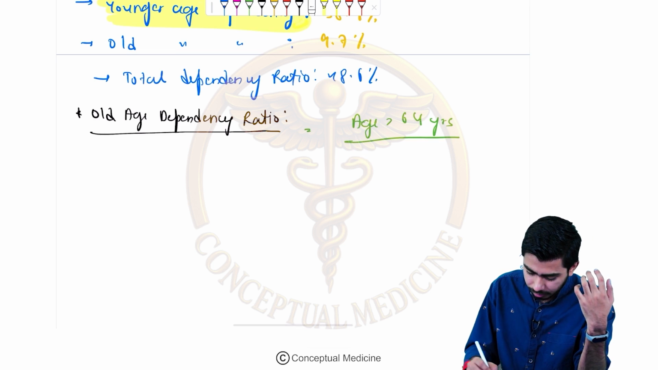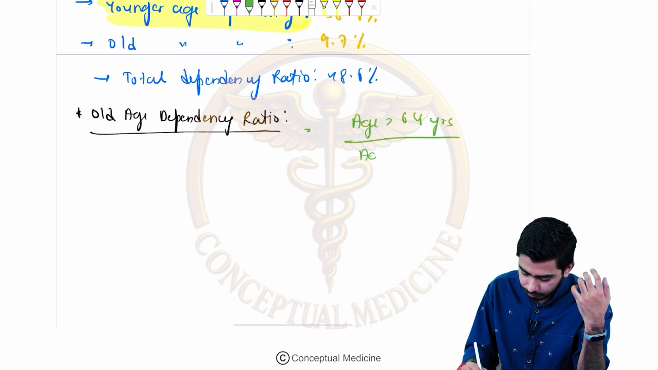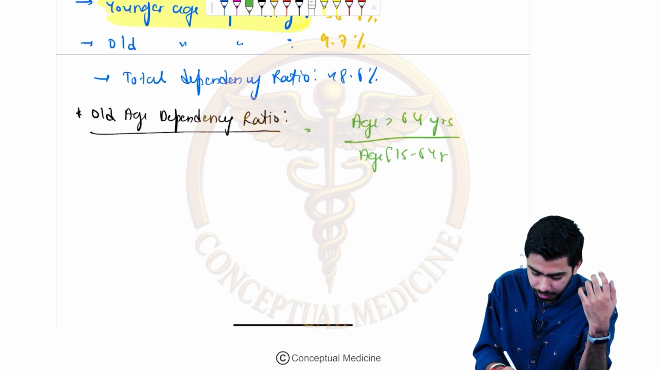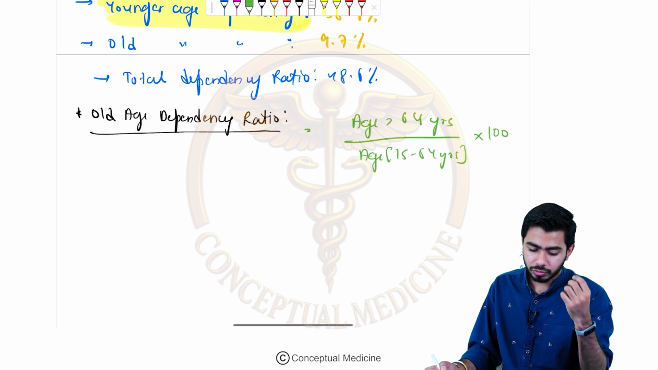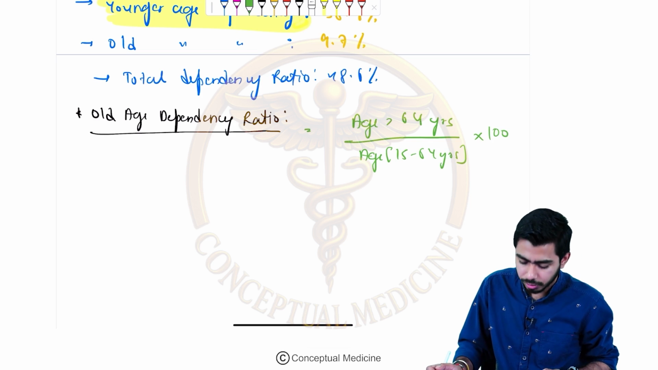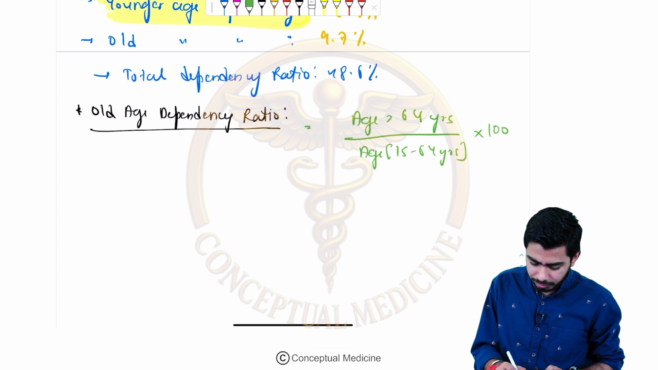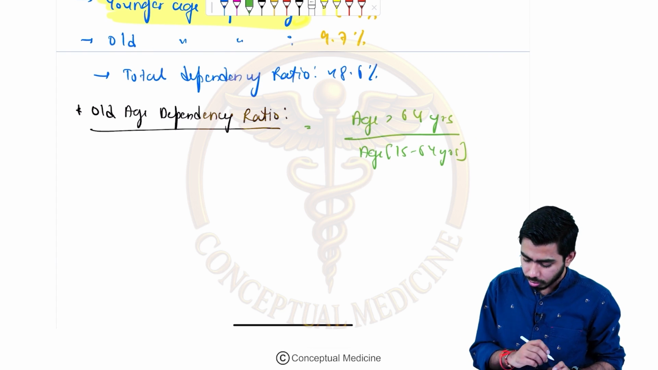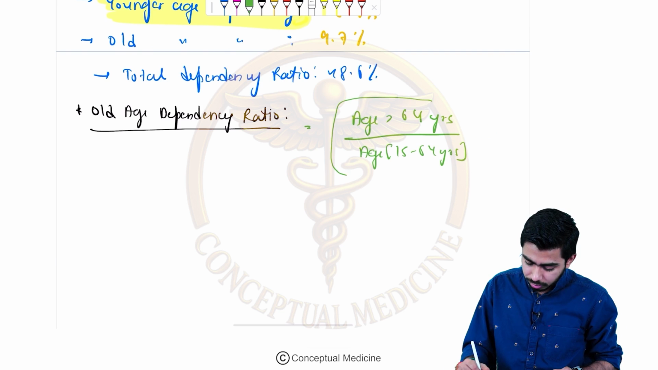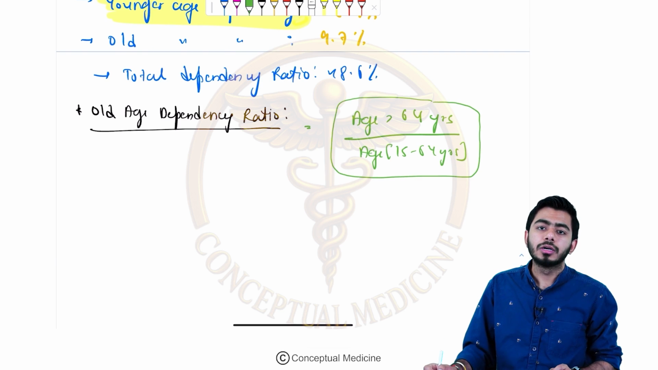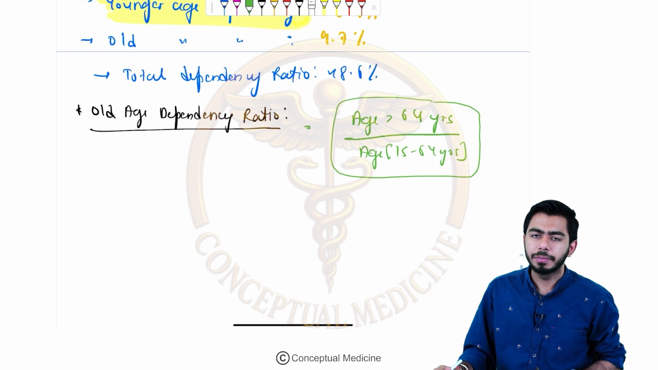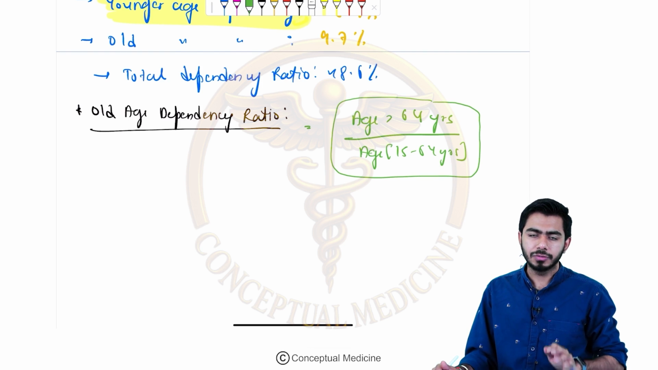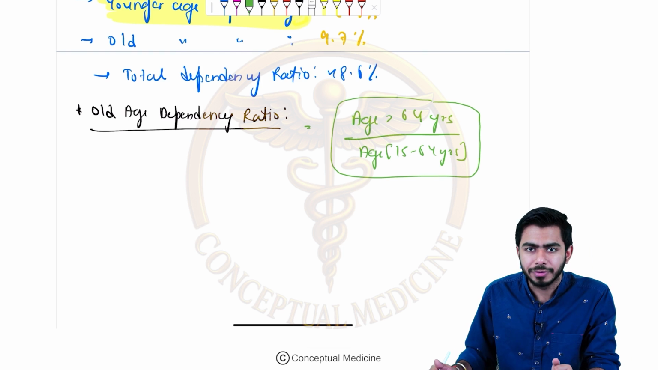And the age group of 15 to 64 years are the independent people. Multiply it with 100 and you will get your answer. So this is the ratio of the elderly dependent people by the non-dependent or independent people. So with that we have talked about the demography. Thank you.